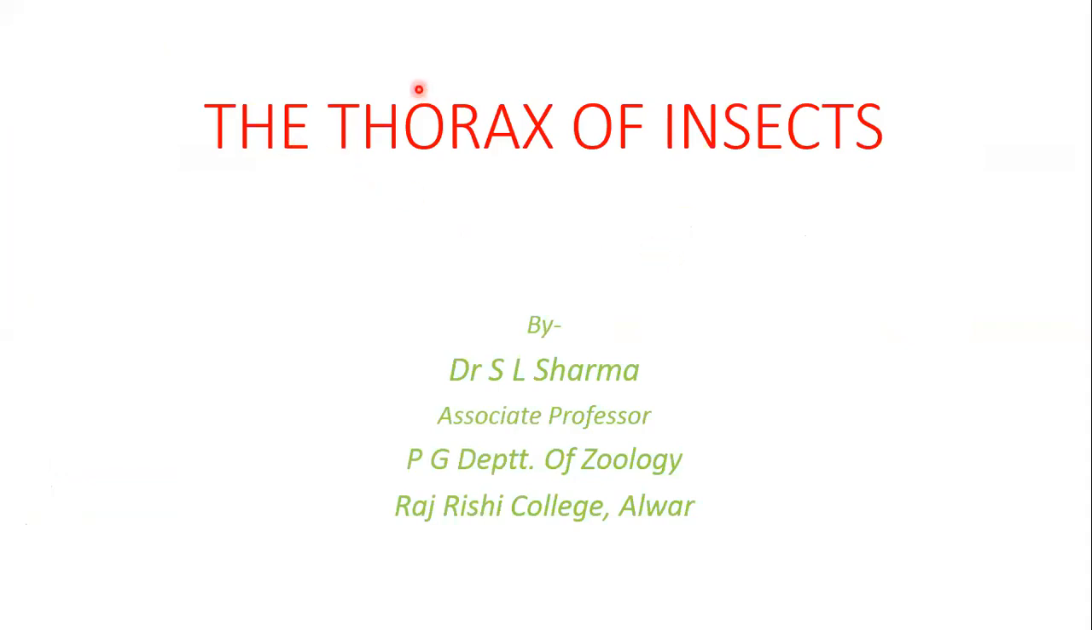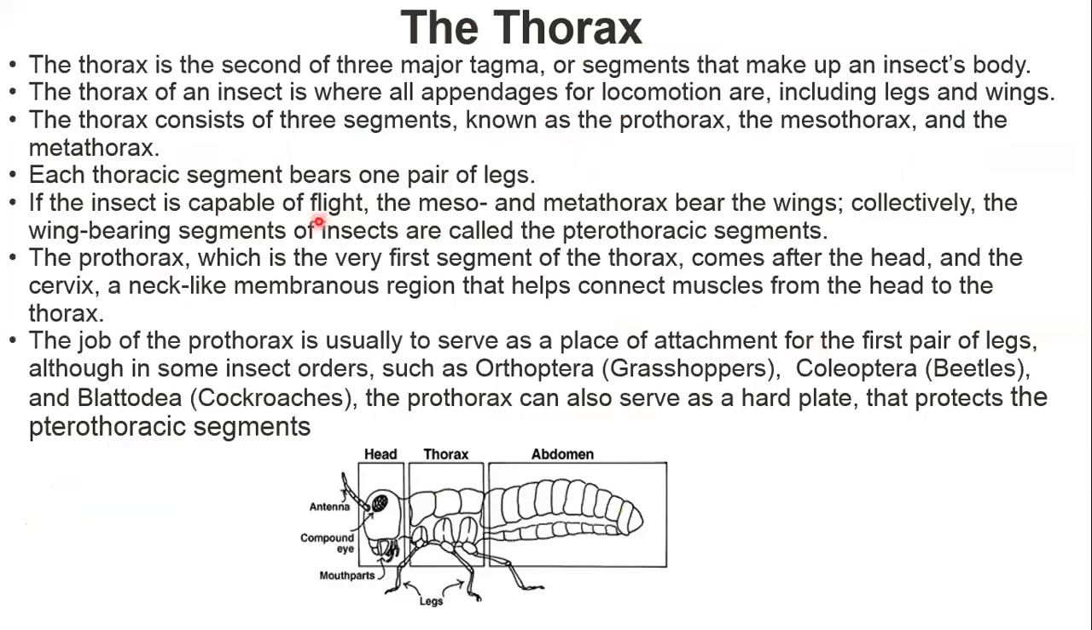Today we will discuss the thorax of insect. Here is the thorax: head, thorax, and abdomen. The thorax of the insect is the second of the three major tagma or segments that make up the insect body. The second most important segment of the body.